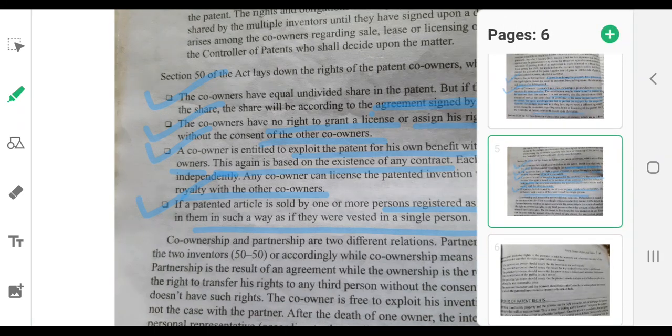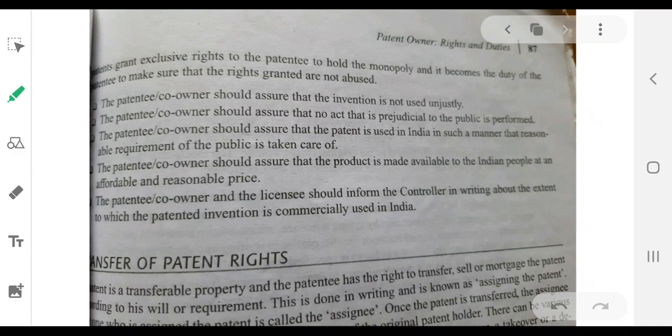Next we will move on to the duty of the patentee to make sure that the rights granted are not abused. So what should the patentee and co-owner assure? They should assure that the invention is not used unjustly, that no act prejudicial to the public is performed, and that the patent is used in India in such a manner that the reasonable requirement of the public is taken care of.